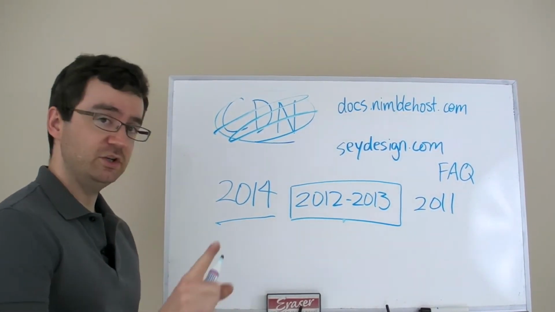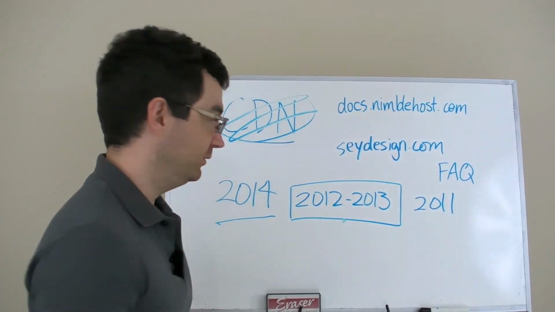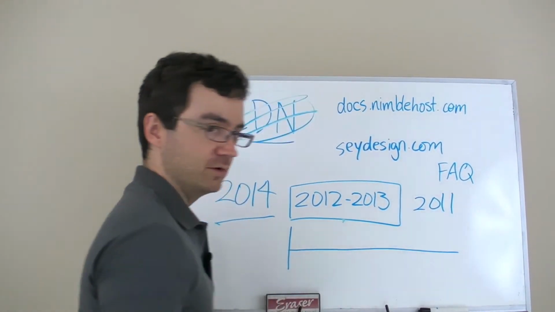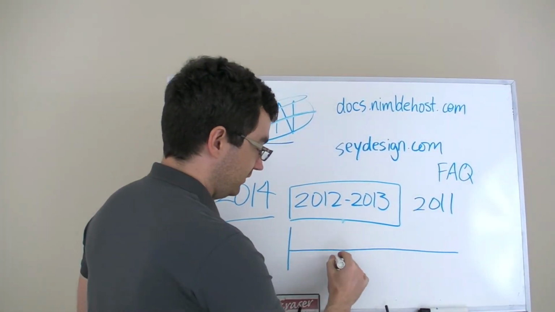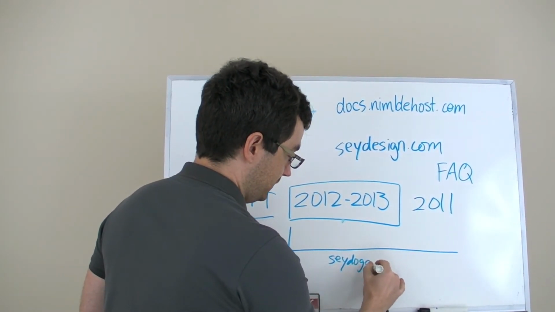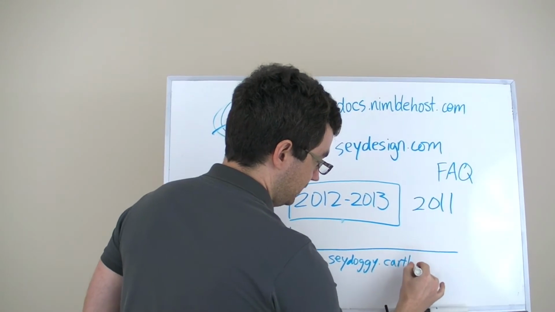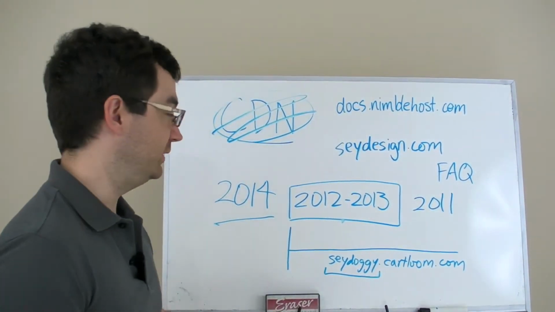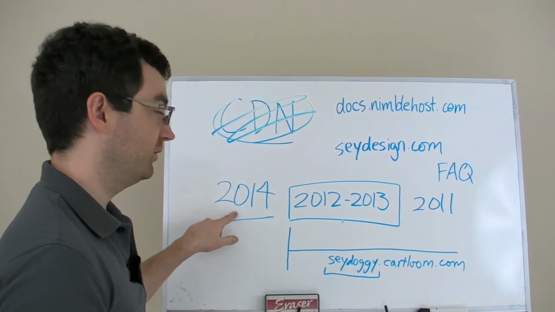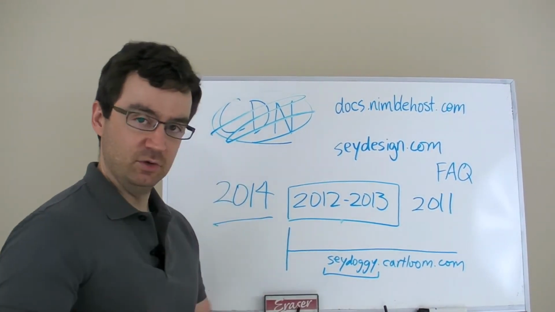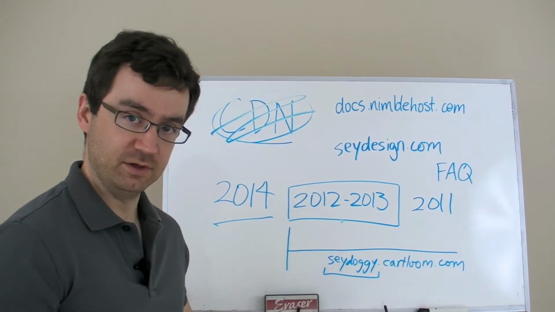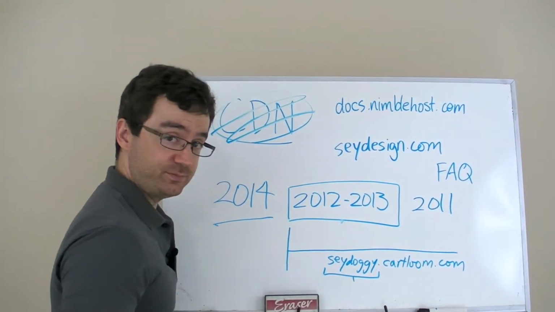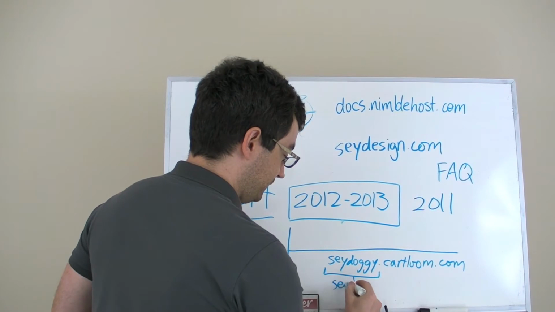But the only issue that you may run into when you're using your original download links is if you purchased a theme from this point on or earlier, then the URL to download your theme was seydoggy.cartloom.com. Now you'll notice that this is not seyDesign, it's seyDoggy, and we don't have the rights to use this name. So in 2014 we changed this to seyDesign. So if you go back in your records, go back in your email, find your original download links, click on them and they don't work, chances are this is why. And all you need to do is just change this from seyDoggy to seyDesign.